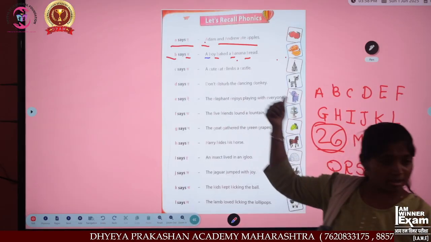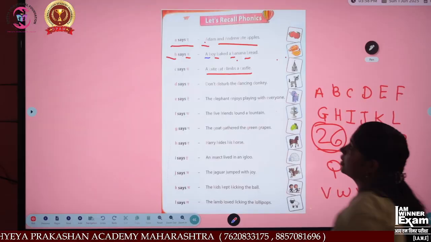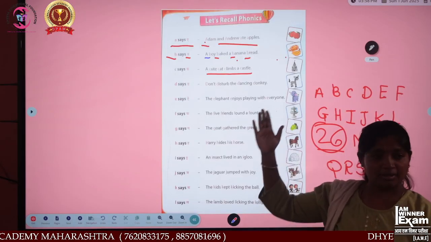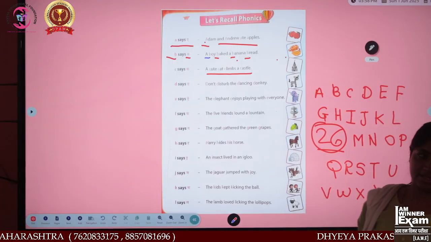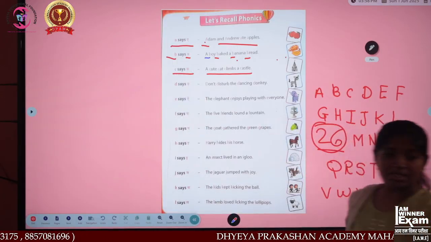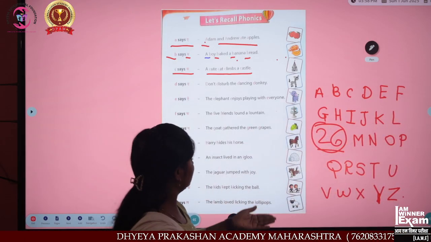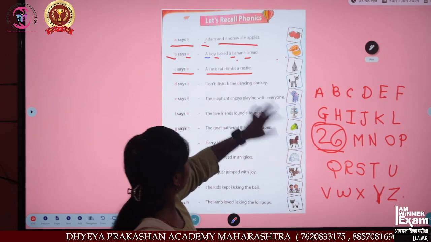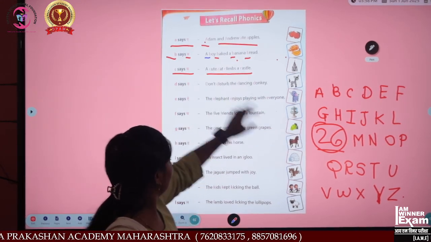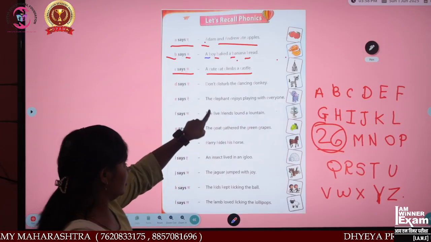C says K. A cute cat climbs a castle. C says K. Cup, castle, cute, climbs. C says K.